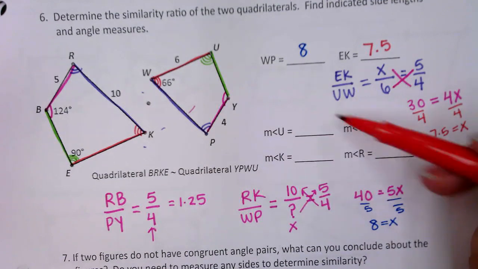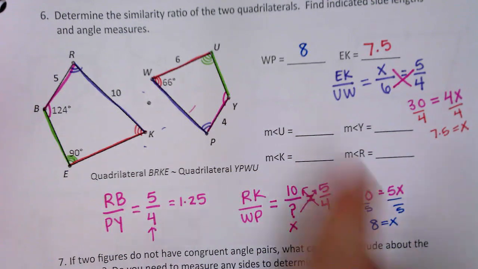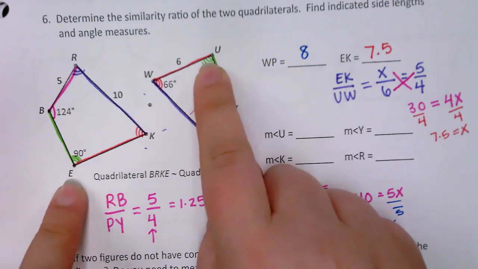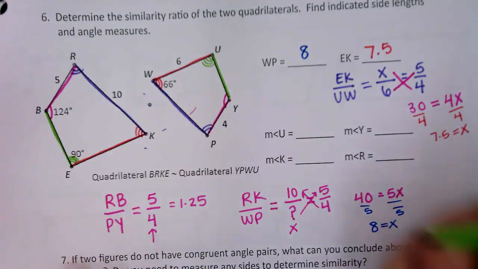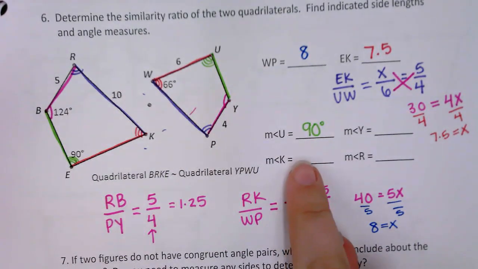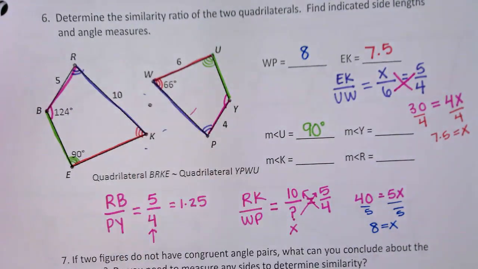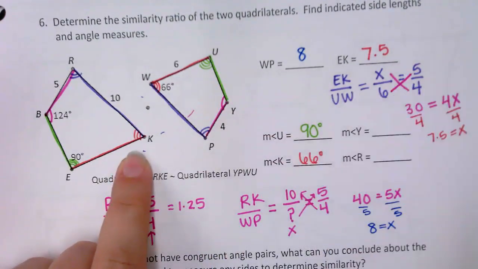So now for the angles, remember that corresponding angles in similar polygons are congruent. So angle U is right here. We know that angle U corresponds with E. They're congruent, so that means the measure of angle U must be 90, since angle E is 90. How about for the measure of angle K? Well, angle K is right here. It corresponds with angle W. And since corresponding angles must be congruent, I could say that K is 66 degrees.